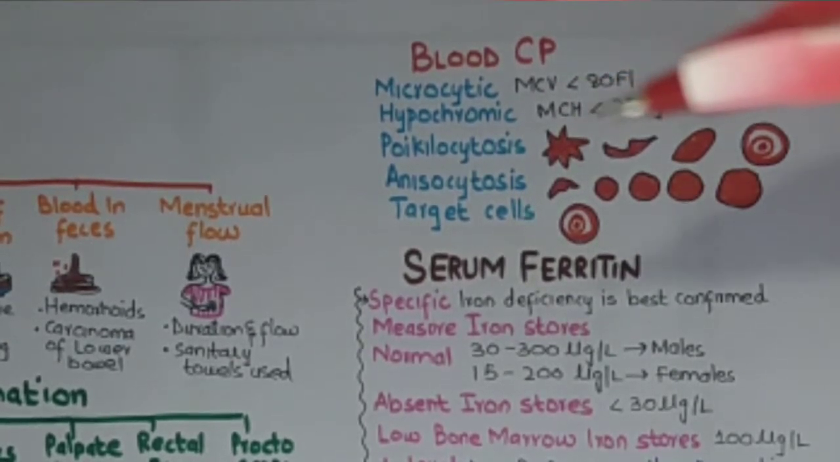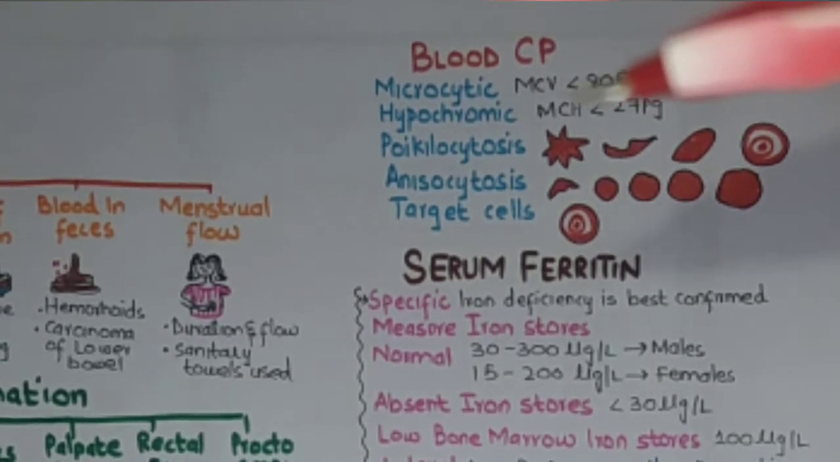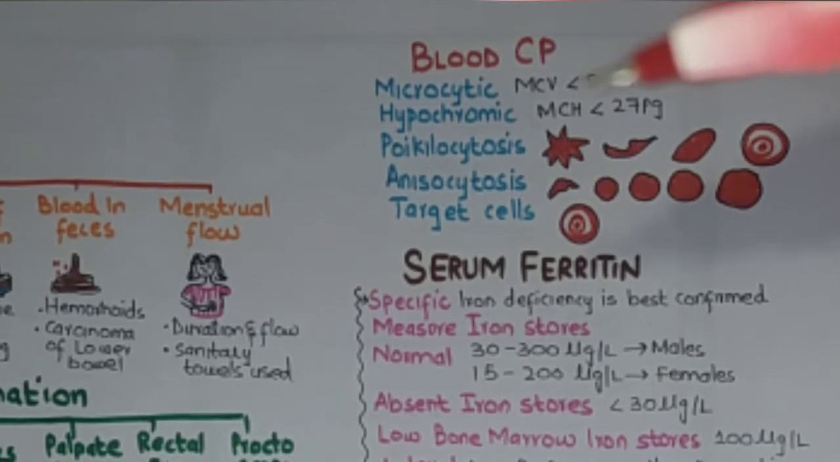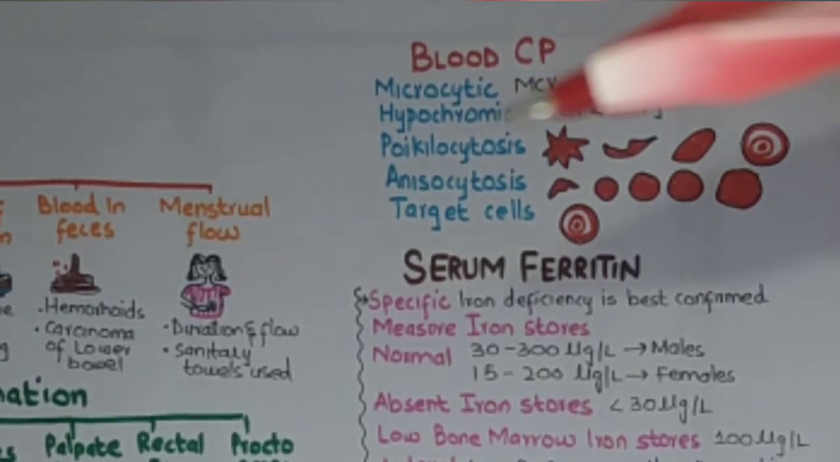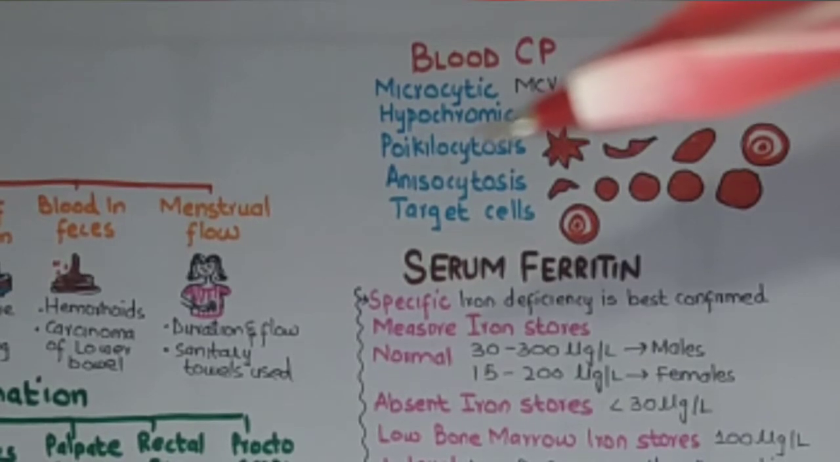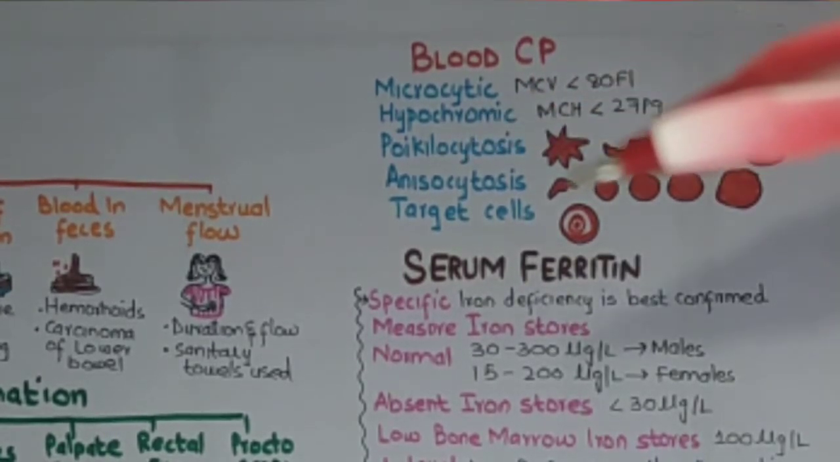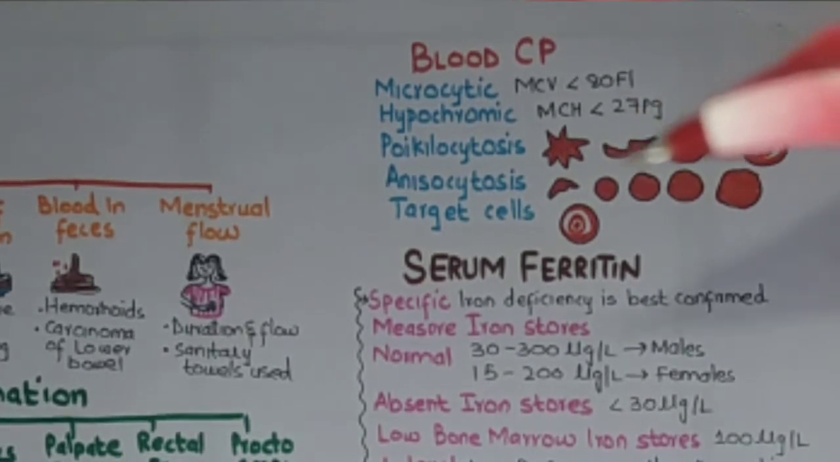And when the MCH is less than 27 picogram, then you will say it is iron deficiency anemia. The normal value of the MCH is 27.5 to 33.2 picogram. Next, poikilocytosis. Poikilocytosis means abnormal shaped RBC. The ones are acanthocyte, second sickle cell, third ovalocyte, and target cell.